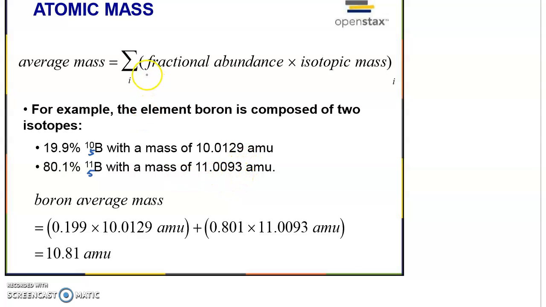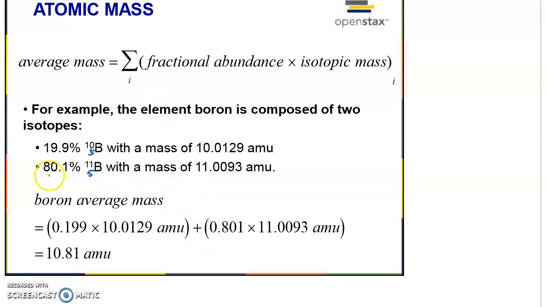Okay, so we try to follow this formula. The fractional abundance of the first one is 19.9%. But how do we write it? We write it in decimals. 19.9% is the same as 0.199. This one is just written in percentage, and this one is in fraction or decimal. Multiplied by the mass of that atom given over here, so we multiply by that, and the sum, so we add it to another one.